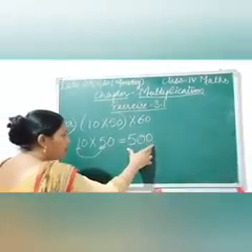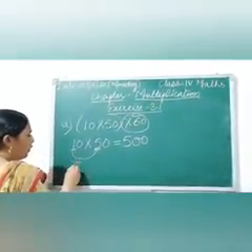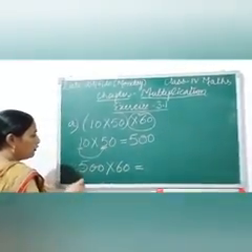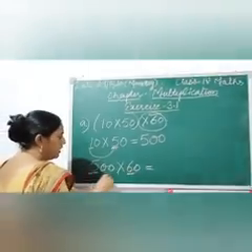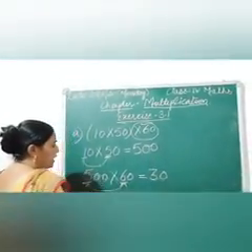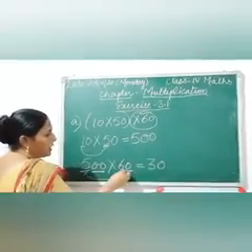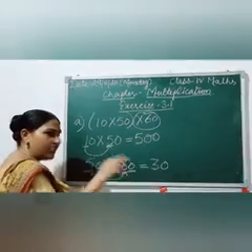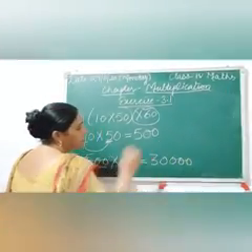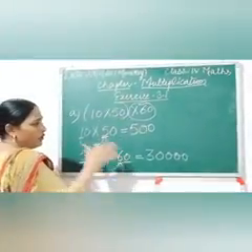After that, this product 500 will be multiplied further by 60. Now 500 multiplied by 60. 5 sixes are 30. And how many zeros are there in both the numbers? 2 from here and 1 from here. With 30, we will write these 3 zeros. So we got 30,000. In this way we will solve this.